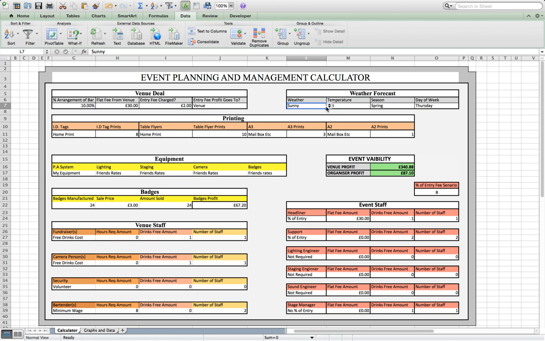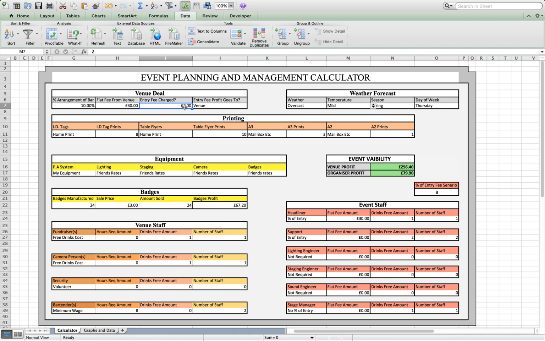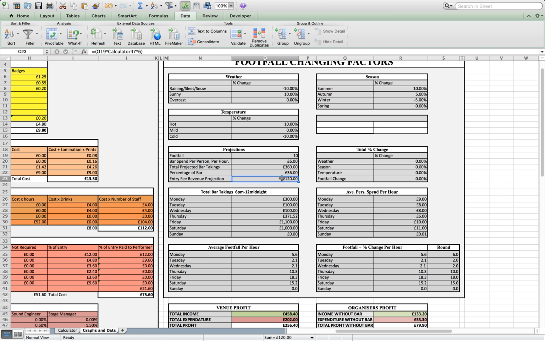So let's change that quickly to make it a bit easier for us, and we'll just change it to overcast and mild. And now we've got 10 people on the door, which is a lot easier mathematically for me to explain. £2 times 10 is 20, times 6 is 120, and that's the number that we've got here for the entry fee revenue projection, which makes sense.